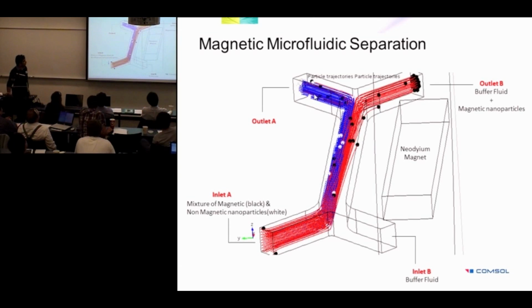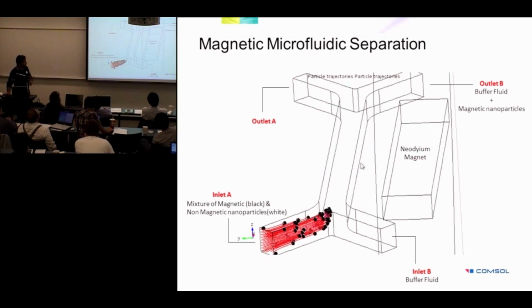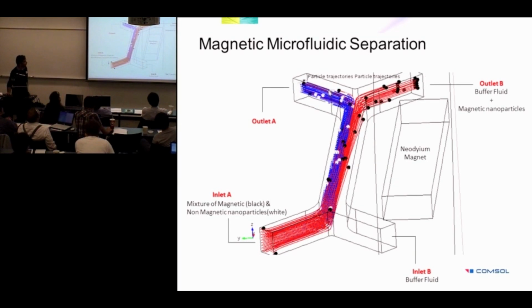So if the particle is non-magnetic, it will just follow the fluid flow, the water flow, and then just go out. But if it is magnetic, there will be a deviation from its path, because the magnetic force will try to pull these particles into this fluid region. And then when it comes in this region, it will just go out from this channel. So in this way, you can basically separate a magnetic particle from a non-magnetic particle.